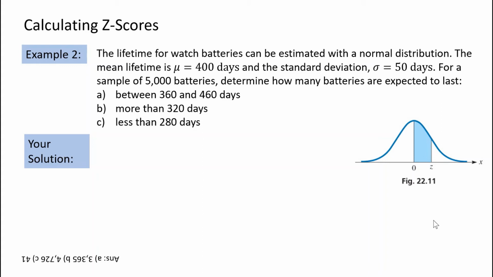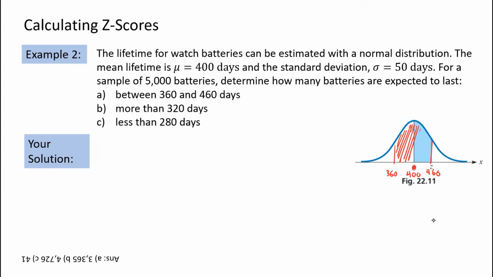So looking at this, I like to provide the normal distribution here on the right. Our mean here is 400. And our first question is asking how many batteries are expected to last between 460, which would be to the right of the mean, and 360, which is to the left of the mean. So we want to know all the values that fall between these. What percentage of values is inside this area? To do that, we calculate the z-score at each of these values, 360 and 460, and we use that to determine how many batteries fall within this range.